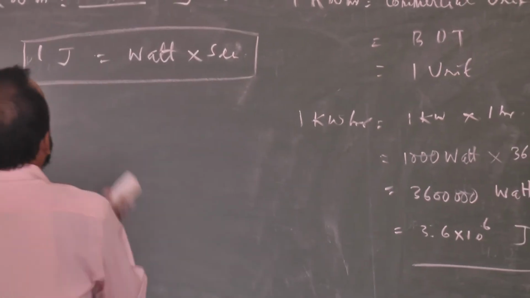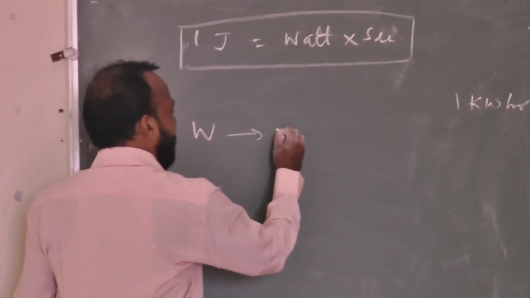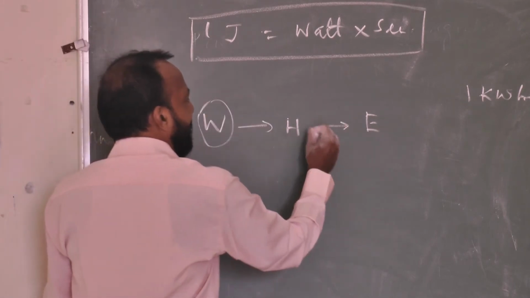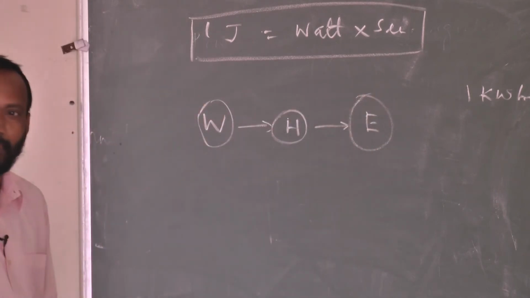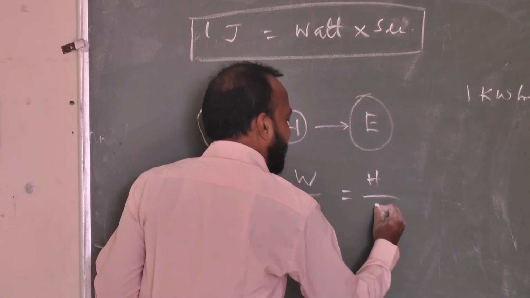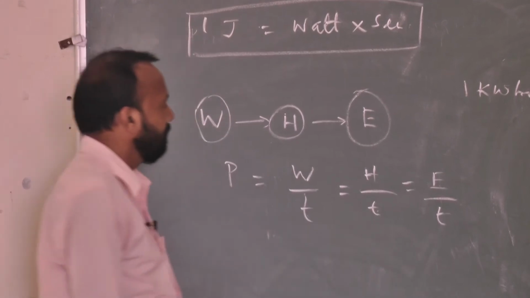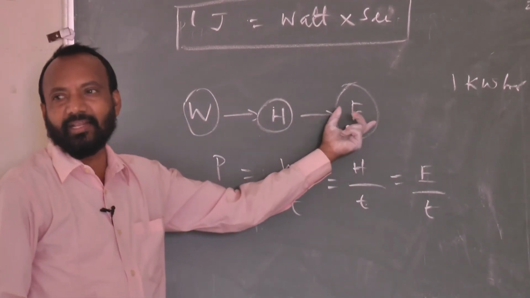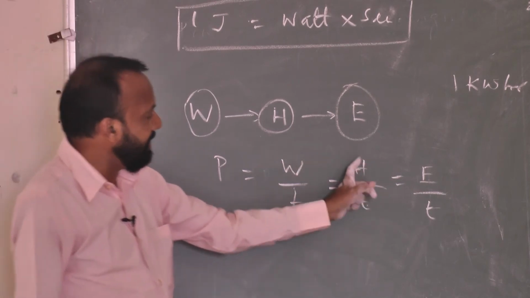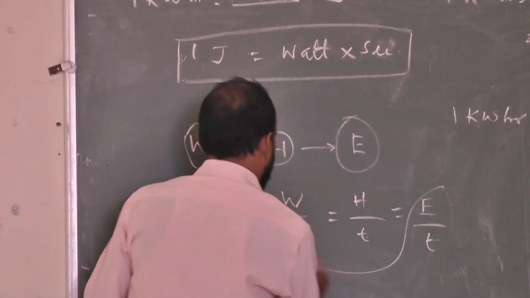For that, you must know that work is converted to heat and converted to energy. Work, heat and energy are interconvertible. Power is equal to work done by T, so I can write heat by T, energy by T. If work, heat and energy are interconvertible, power is equal to work done by T, our original formula, the rate of doing work.